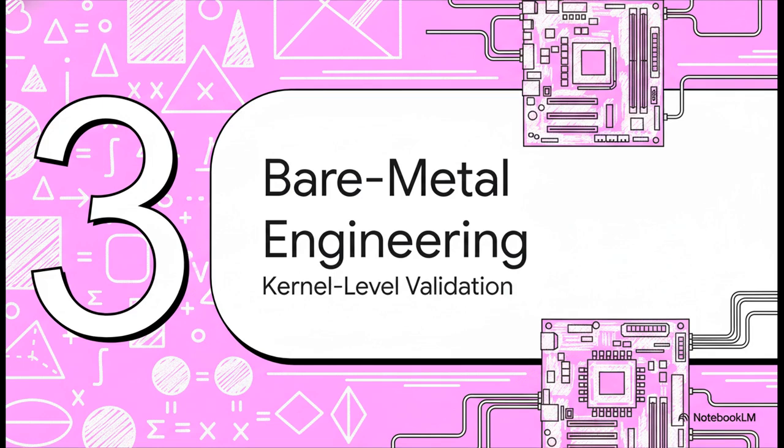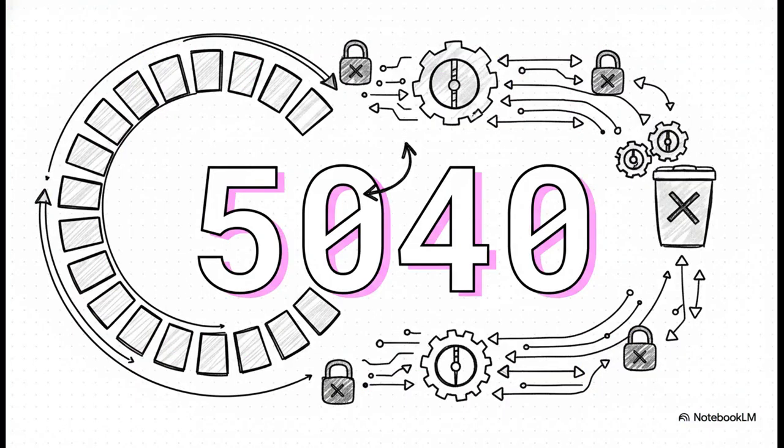Bare metal systems engineering. Okay, systems engineers, you are going to absolutely love this number. 5040. Memory in OMI is designed as a lock-free, atomic circular buffer that is exactly 7 factorial slots long. That's 5,040 slots. By structuring memory exactly like this, the protocol completely eliminates the need for slow mutex locks or complex garbage collection. It's just an atomic cursor moving gracefully through a mathematically perfect loop. No traffic jams, no locks whatsoever.